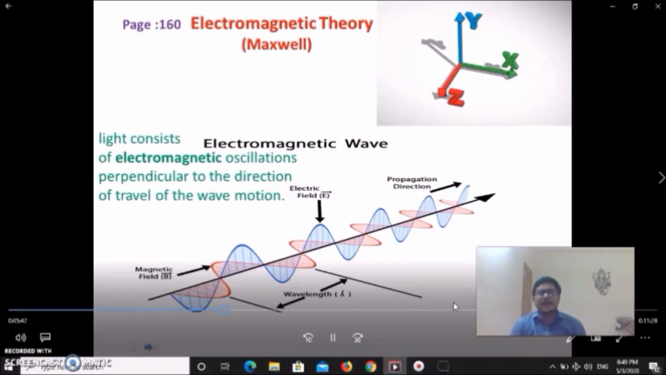Another theory was given by Maxwell, electromagnetic, meaning electric and magnetic. These two fields produce light. He thought that suppose along the y-axis an electric field is there and along the z-axis a magnetic field is there. So according to Maxwell, light will propagate towards the x-axis.